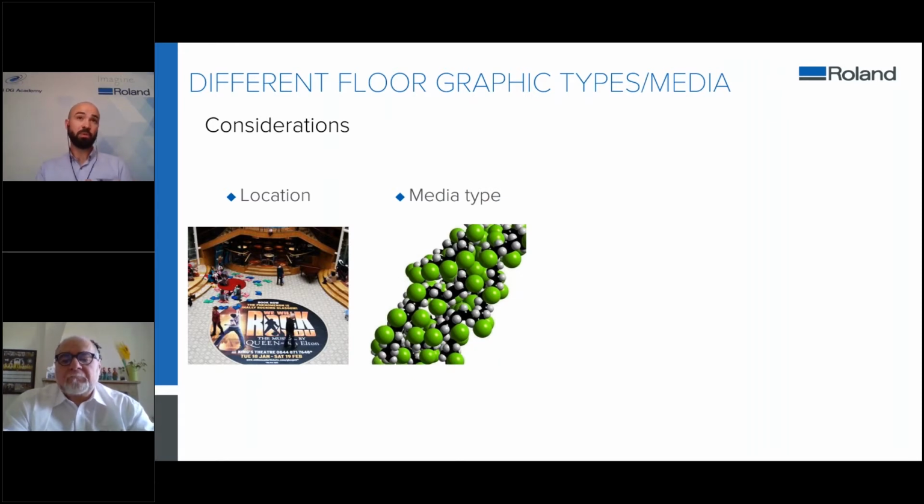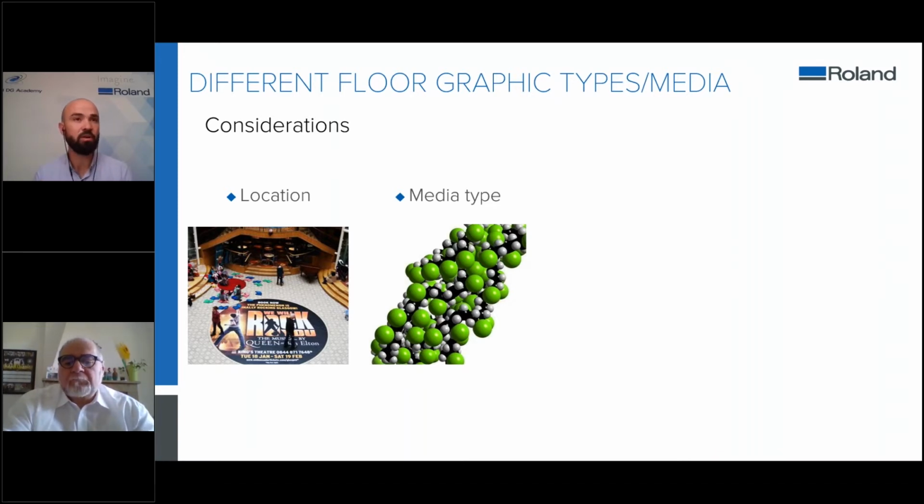The next consideration would be the actual technology or the media type that you're going to be printing onto. So the face film that you're going to be using. You can have PVC vinyls, you can have polyester vinyls, you can have polypropylene vinyls, and these will have slightly different benefits to each of them.